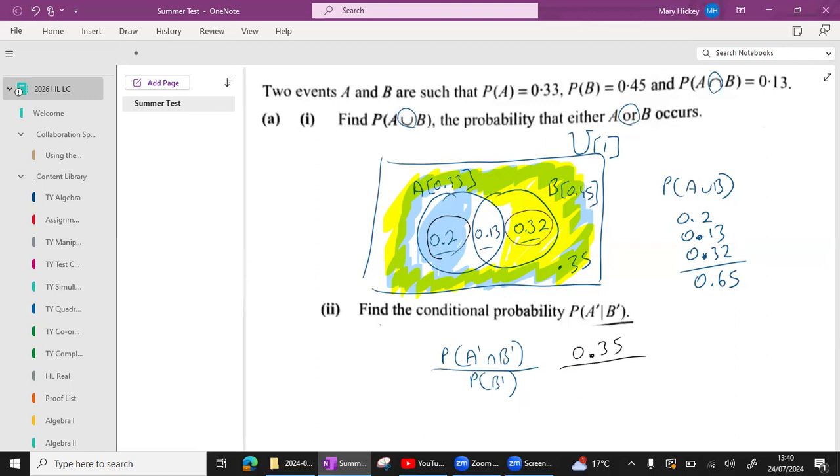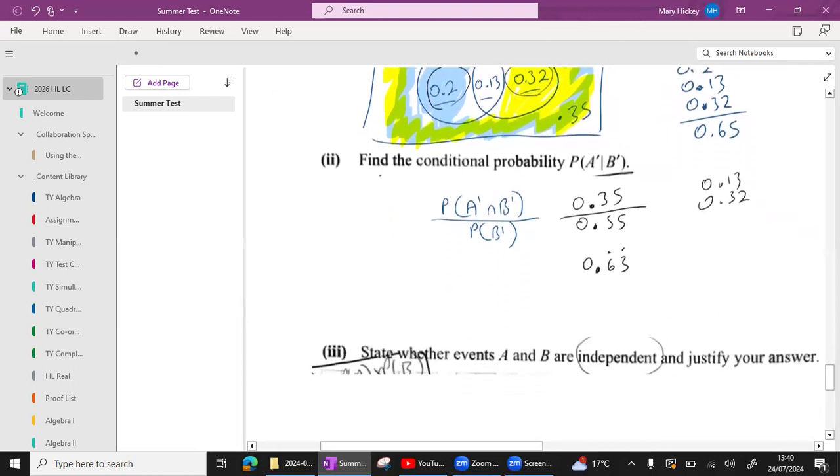And then the probability of B complement is everything outside B. So essentially we're saying, okay, B itself is 0.13 and 0.32, or as it said up here, 0.45. So B complement is basically everything outside of that, so we have 0.55. So when we divide that in, we get 0.63 recurring. Okay, and that is our probability in that case.